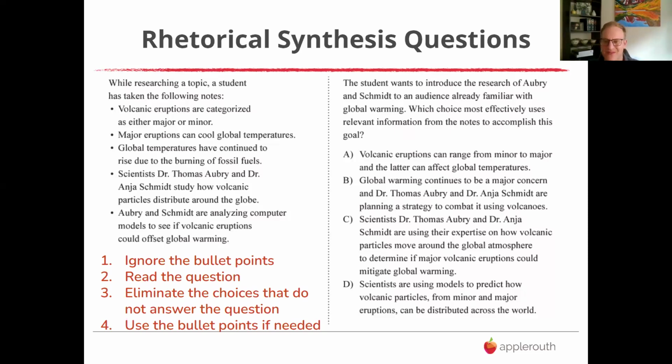But here, I don't think B really introduces the research at all. They're just saying a strategy to combat global warming. I think C is a much better answer, more thorough. So these questions are generally quick. That's why you have to get there with time to spare. Have to.